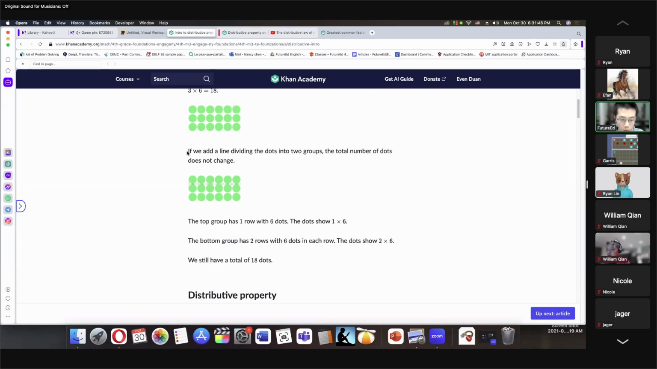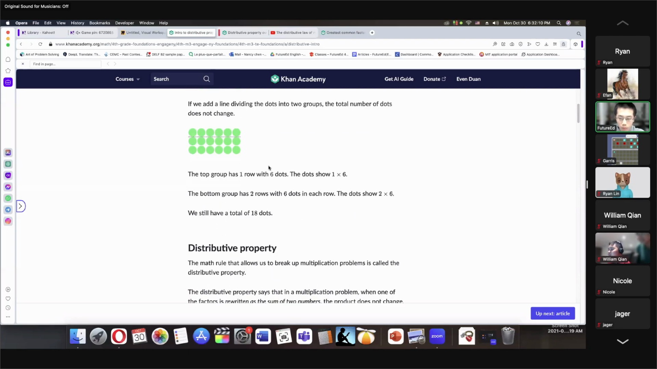So now, if we add a line dividing the dots into two groups, the total number of dots does not change. I mean, it's just like if you have a banana. If you cut the banana, it's still a banana. Just because you cut it, it doesn't change anything. I mean, if you ate the banana, that's when something changes. But if you cut the banana, the banana is still a banana. Okay, Ryan, go on.